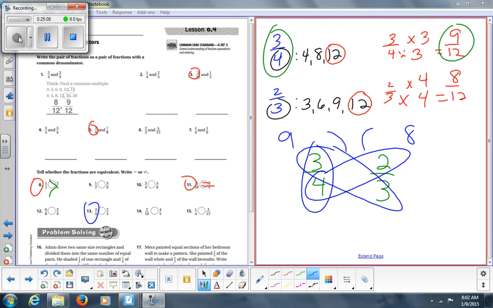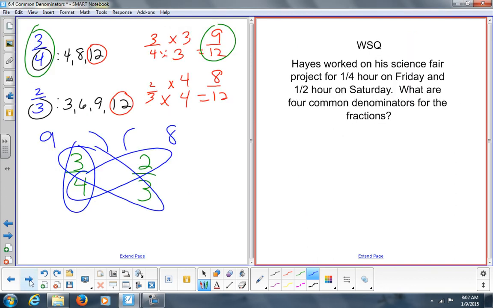All right, WSQ. Hayes worked on his science fair project for 1/4 of an hour on Friday and 1/2 an hour on Saturday. What are 4 common denominators for the fractions? Okay, so that means you're going to list out your common multiples, and you need to find 4 common. So you should have 4 circles. Once you do your multiples, so circle your denominator, do your multiples, you should have 4 of them circled, 4 of them the same.